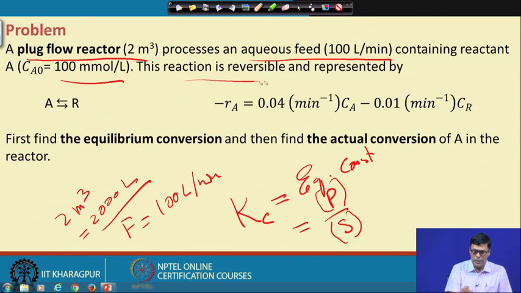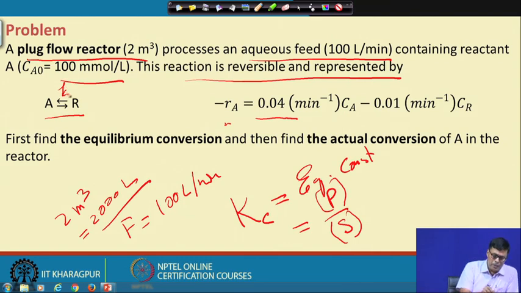This reaction is reversible and represented by this, and the equation is minus RA equal to 0.04 into CA. Sorry, the sign is given in a different way. So let us assume this is K1, and the backward is K minus 1. The K1 is 0.04 and K minus 1 is 0.01. This I want to highlight.